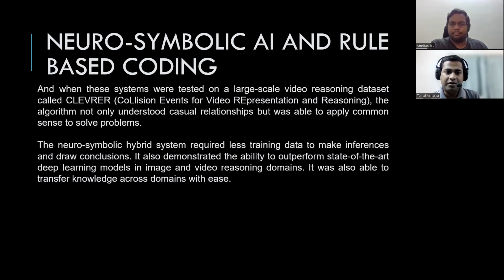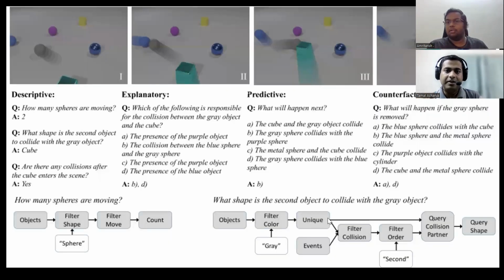Yeah, absolutely. Now, neurosymbolic hybrid systems require less training data to make inferences and draw conclusions. They also demonstrate the ability to outperform state-of-the-art deep learning models in images. And I think we have an amazing picture here, and I think I could walk through this.